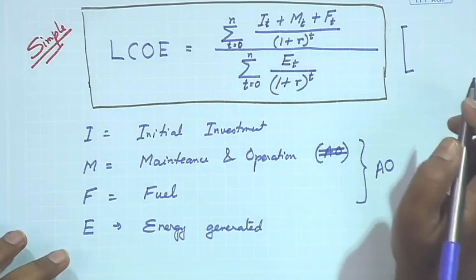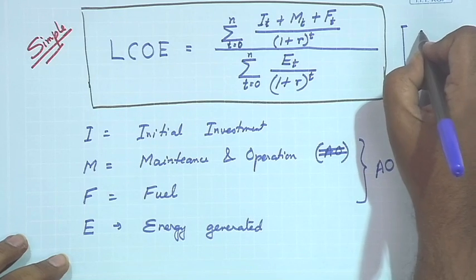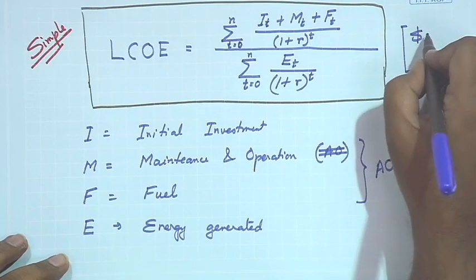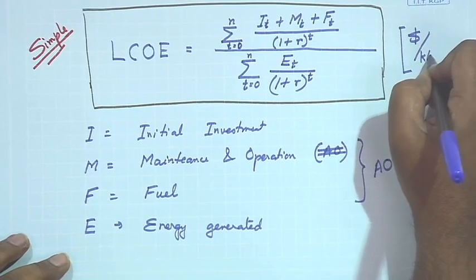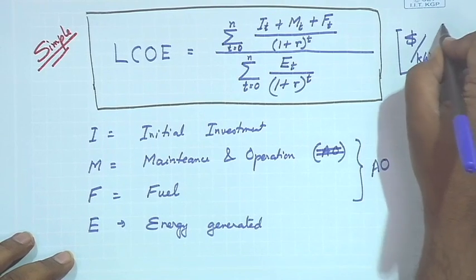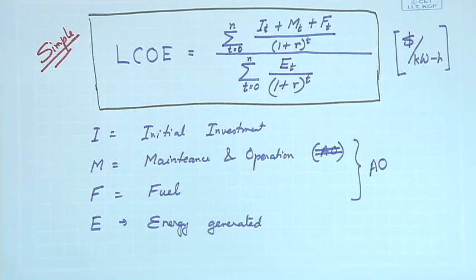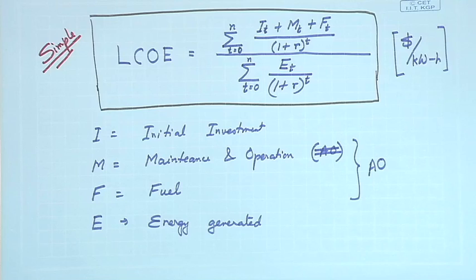So, what is the unit here? If I look at the unit, the upper one is cost, so this is going to be dollars or rupees or whatever, and the lower one, the denominator, is going to be kilowatt hour. This is the unit of LCOE. It is dollars per kilowatt hour or dollars per megawatt hour, depending on the location. It can be pounds per kilowatt hour, it can be rupees per kilowatt hour, and so on.